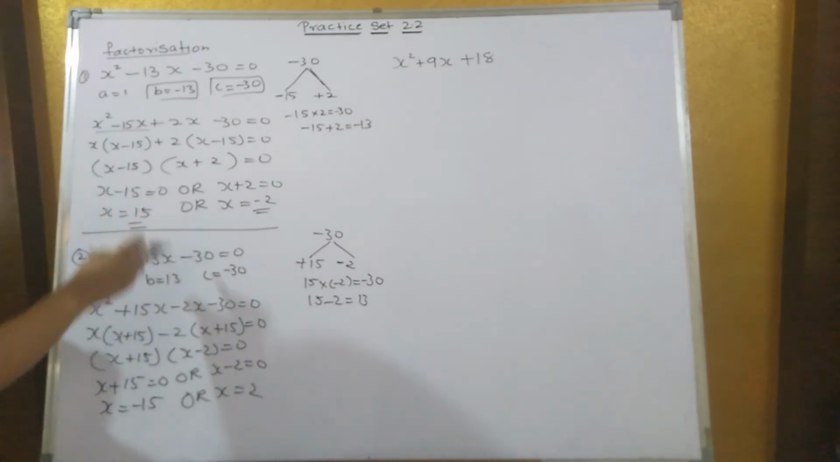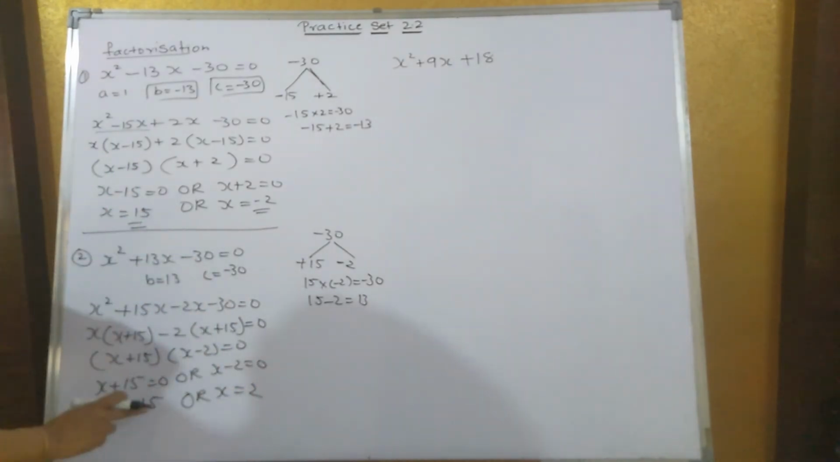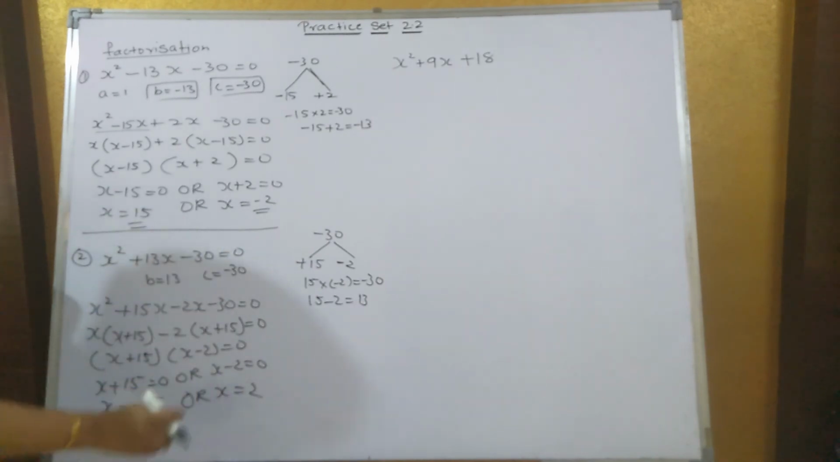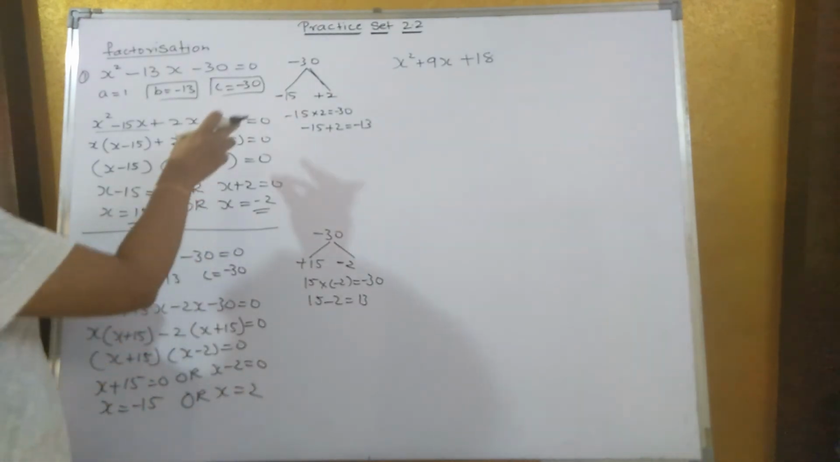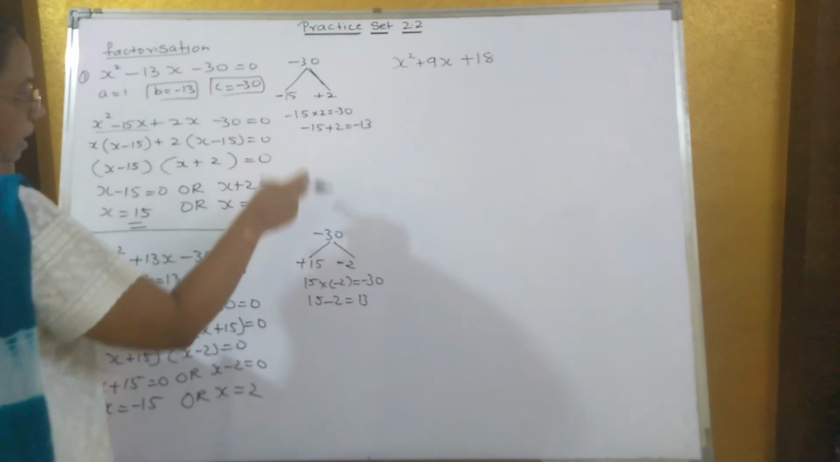If you compare both of them, the values are the same, 15 and 2, but the signs are different. Here it is plus, here it is minus; here it is minus, here it is plus. Now this is the case of examples of the negative value of c.